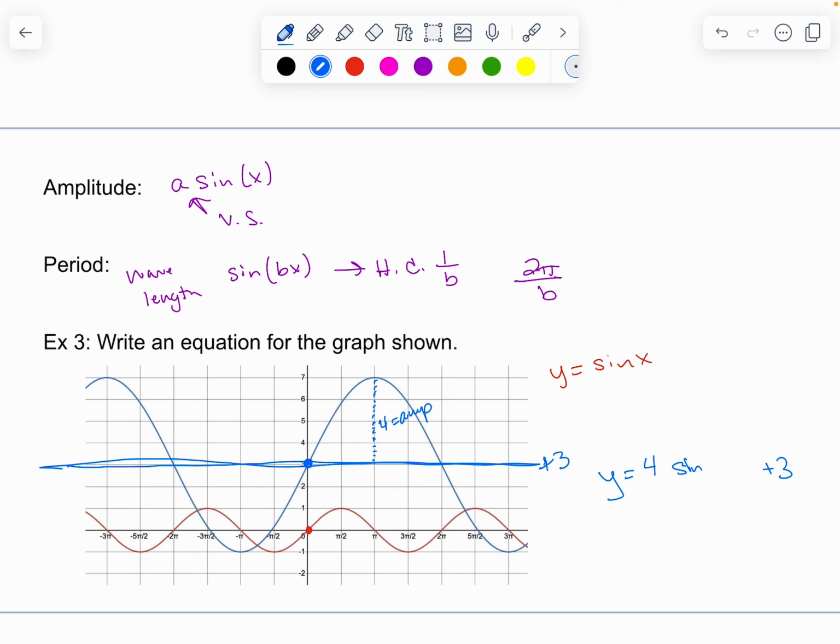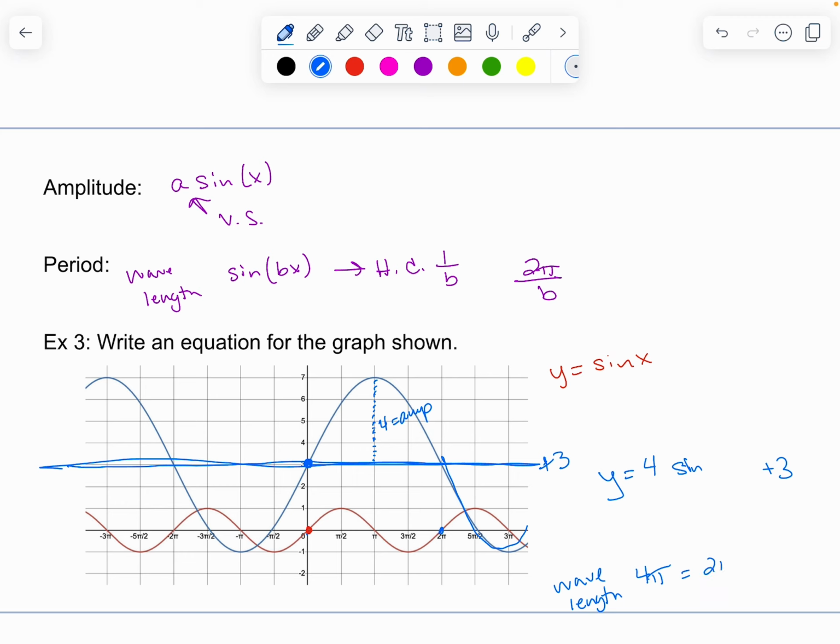Now, the last thing, which is sometimes hard to pick up on, is your wavelength, your horizontal stretch, shrink, compression. You know, what's happening there. So my wave normally takes me to 2 pi. But if I look at this, I'm completing the half of the wave by 2 pi. So by 4 pi, I for sure got it. So my wavelength is currently equal to 4 pi.